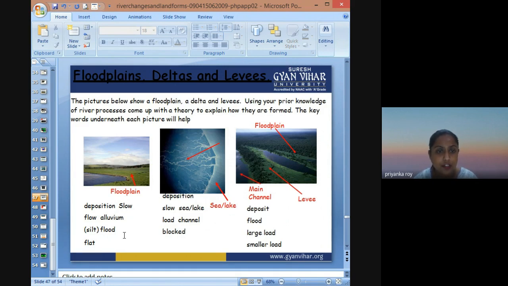So in the first picture it is deposition, slow flow. Then you have slow sea and lake deposition. Lake channels are also blocked due to construction. Then you have main channels. The deposit of flood is a large load on the small channels which are going to join with the main river. Then formation of levees can act as a preventive measure to prevent the disaster.